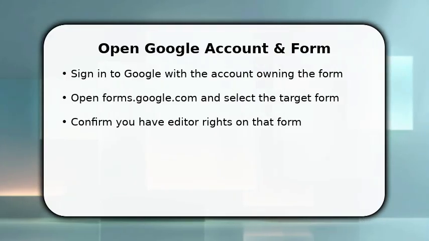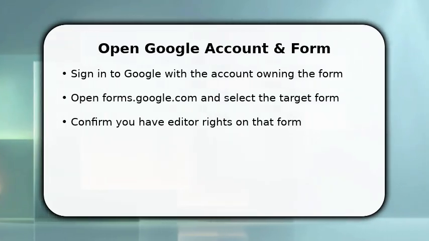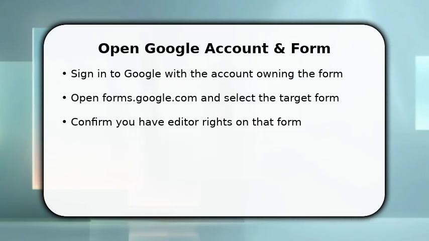You start by signing into the Google account that owns or edits the form. Once signed in, go to Forms.Google.com and open the specific form you want to change. Make sure you have editor permissions. If you don't, request access from the owner now.